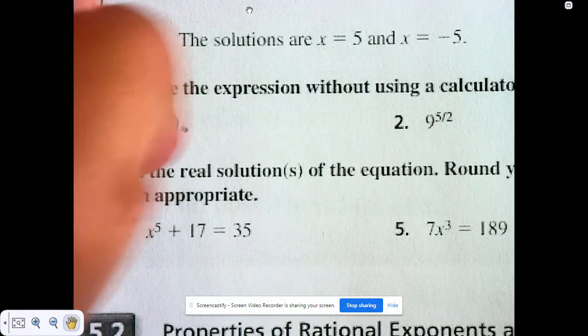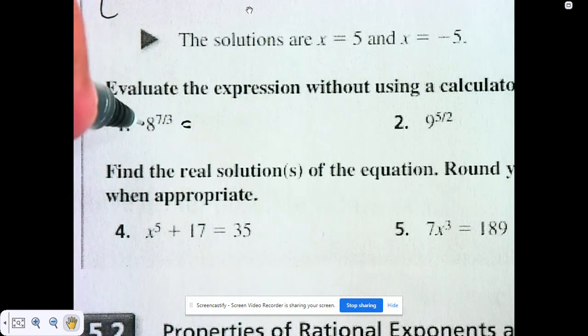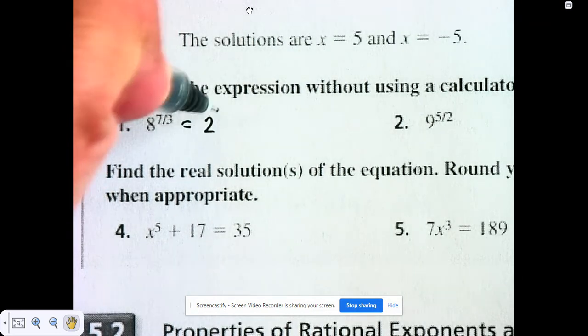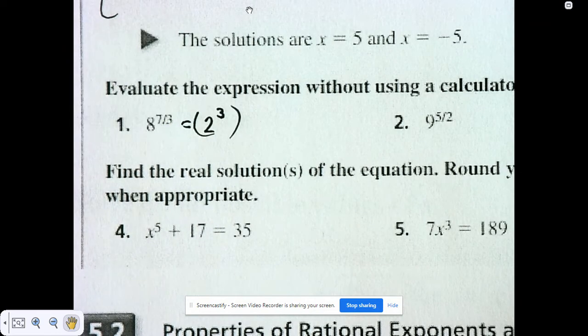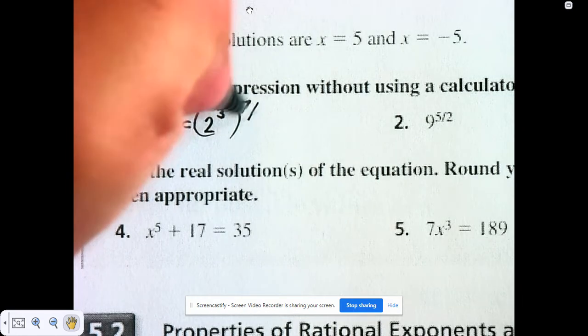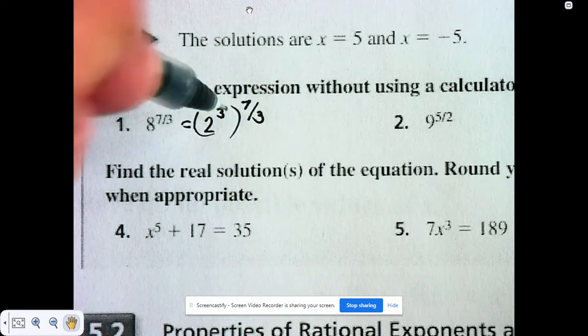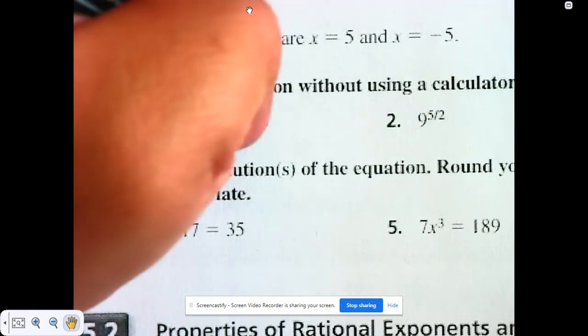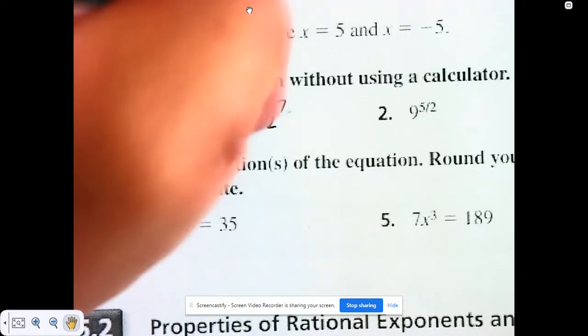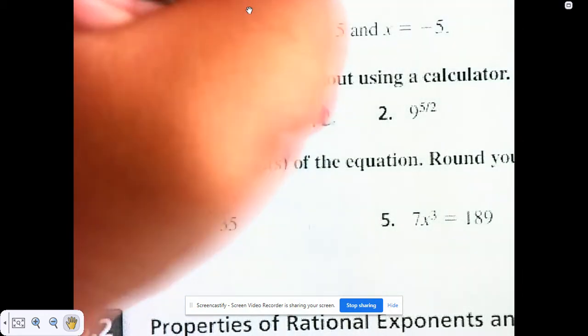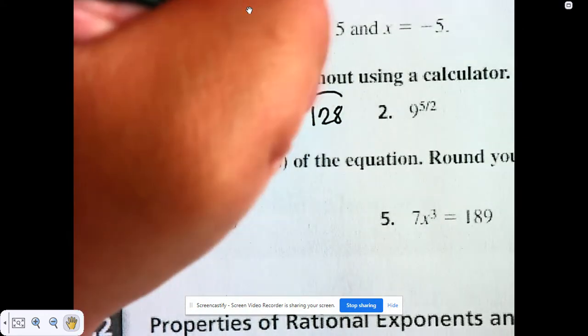So 8 to the 7 over 3. 8 can be expressed as 2 to the third, 2 times 2 times 2, which is 8, and then raised to the 7 over 3. So the 3 and the 3 cancel out. That leaves you with 2 to the 7, which is equal to 128. That's your final answer.